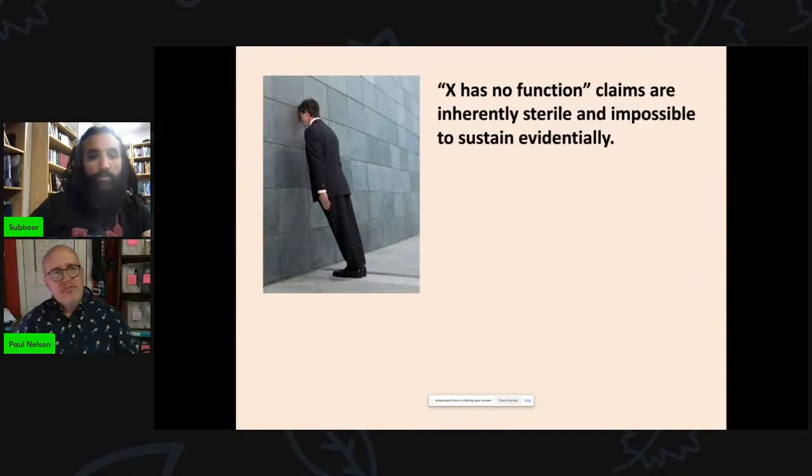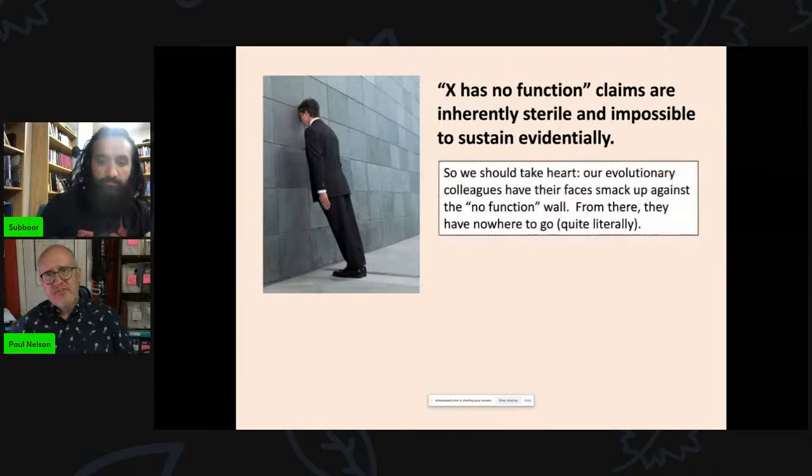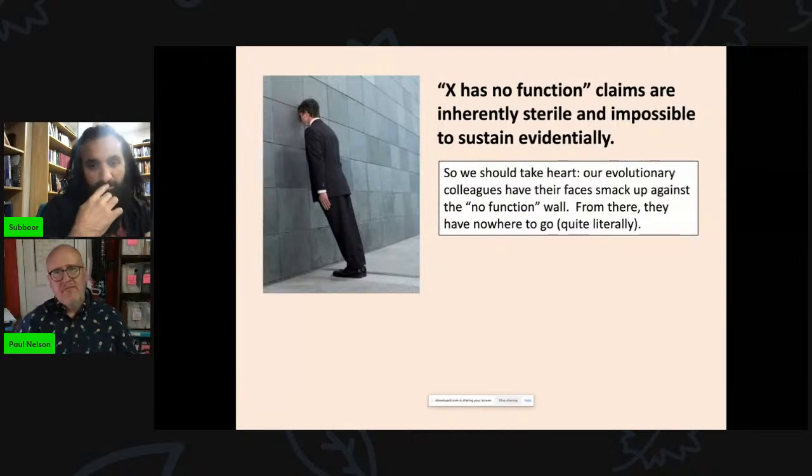Now, almost done. X has no function. Claims of that logical form are inherently sterile, and they're impossible to sustain evidentially because they have the form of trying to prove a negative. So we should have some sympathy for our evolutionary colleagues.